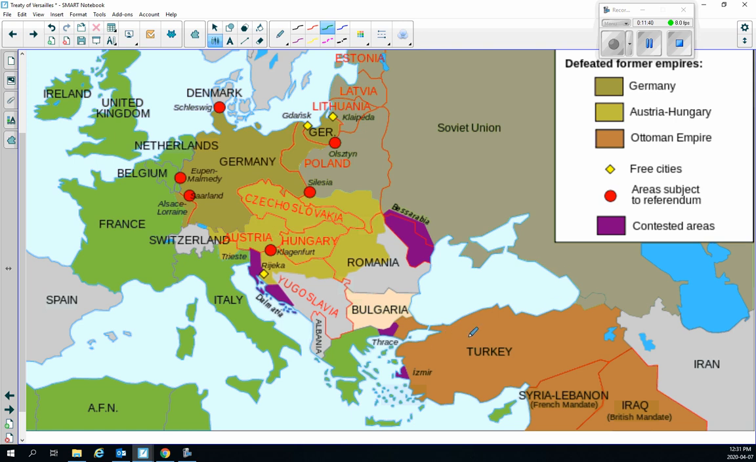And down here you can see the disintegration of the old Ottoman Empire. So no more Ottoman Empire, no more Austro-Hungarian Empire, no more German Empire. There's really no more Russian Empire either. It becomes the Soviet Union. You learn more about that in grade 12. But that is the new map of Europe after World War I and the Treaty of Versailles.